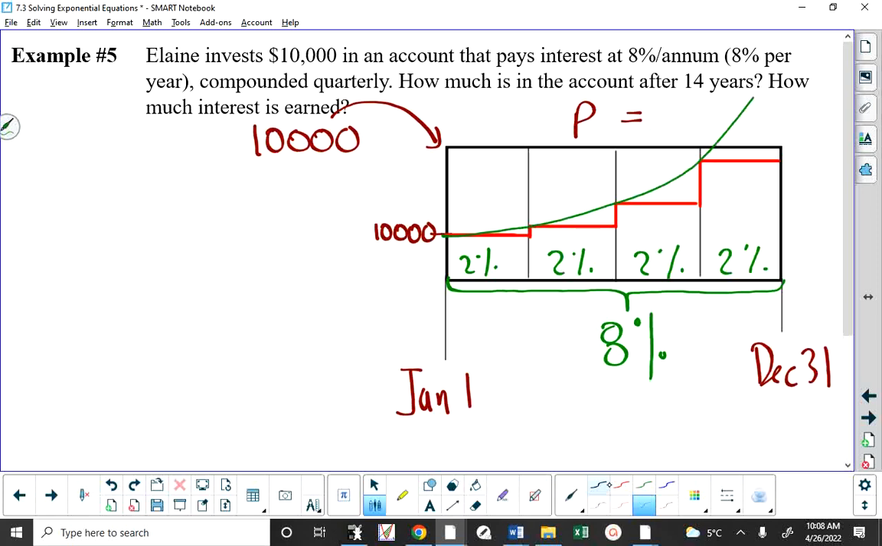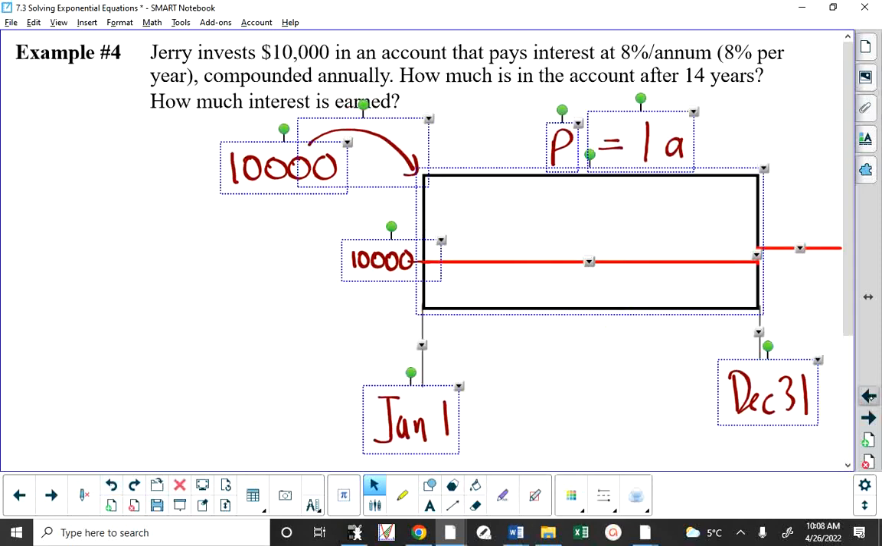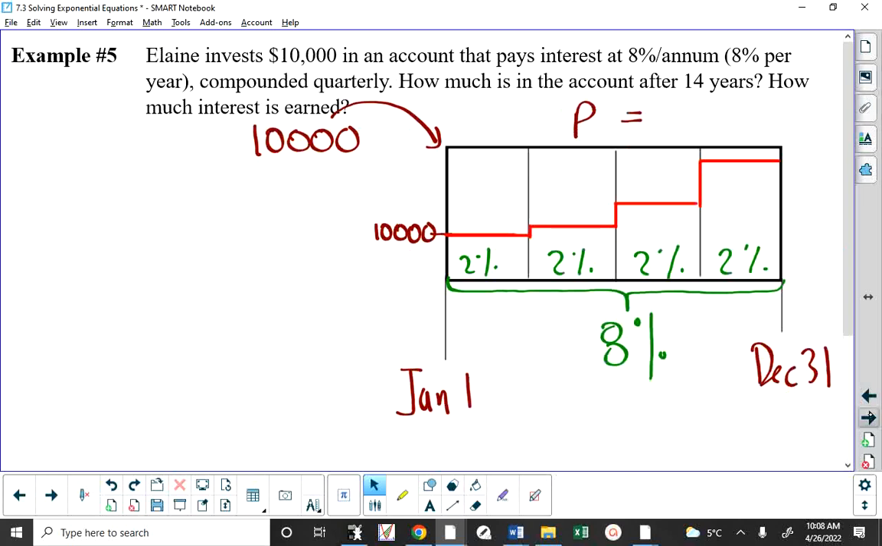Ian. Why would we write it in a quarterly fashion when 8% every year is the same with the previous graph as well? Because that's how banks advertise. They will say 8% per year, and then you will go in and you'll say, well, wait a minute, how are you compounding it? And Jerry's banker says to Jerry, we're compounding it annually, Jerry. Okay. Elaine's banker says we're compounding it quarterly. It's just the language that's used in finance.